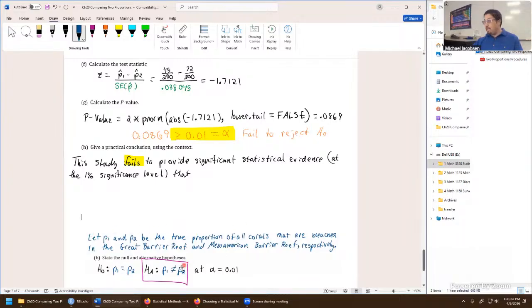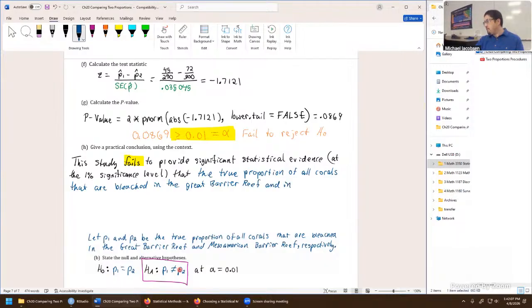Writing up the parameters again in this format, we can say that the true proportion of all corals that are bleached in the Great Barrier Reef and in the Mesoamerican Barrier Reef are different.